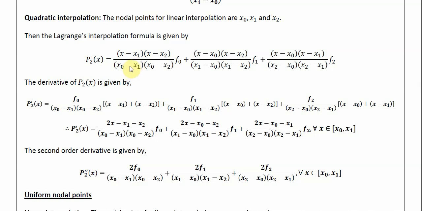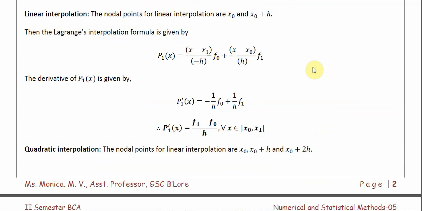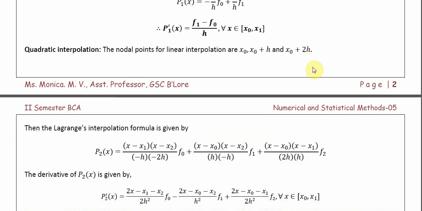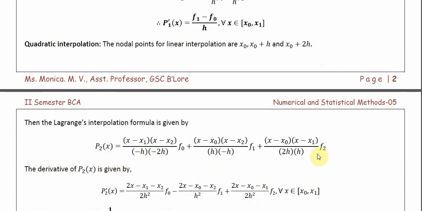Always x1 minus x0 is going to be h. If I reverse the order, it is going to be minus h and this is going to be minus 2h. This is going to be h and this is going to be minus h because the next point is x2. x2 minus x1 is h but x1 minus x2 is going to be minus h. The same thing here. Here it is going to be 2h and here it is going to be h. Substitute everything here in the quadratic interpolation formula. We have substituted and then this is my Lagrange's interpolation formula.